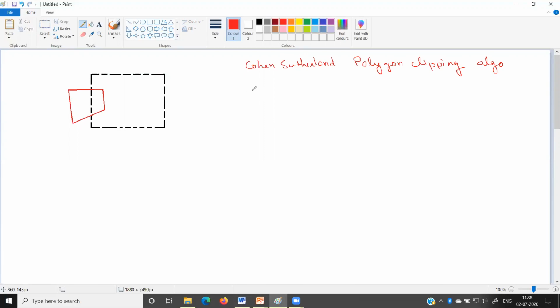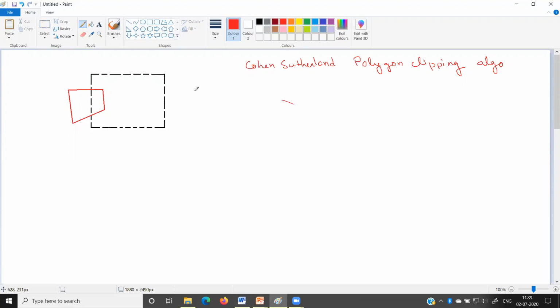So in case of Cohen-Sutherland line clipping algorithm, we are finding the intersection points of a line based on the position of the line with respect to the clip window. In the same way, for the Cohen-Sutherland polygon clipping algorithm, we will find out which line segments are outside of the clip window and which line segment intersects with the clip window. This algorithm basically works in 4 steps.